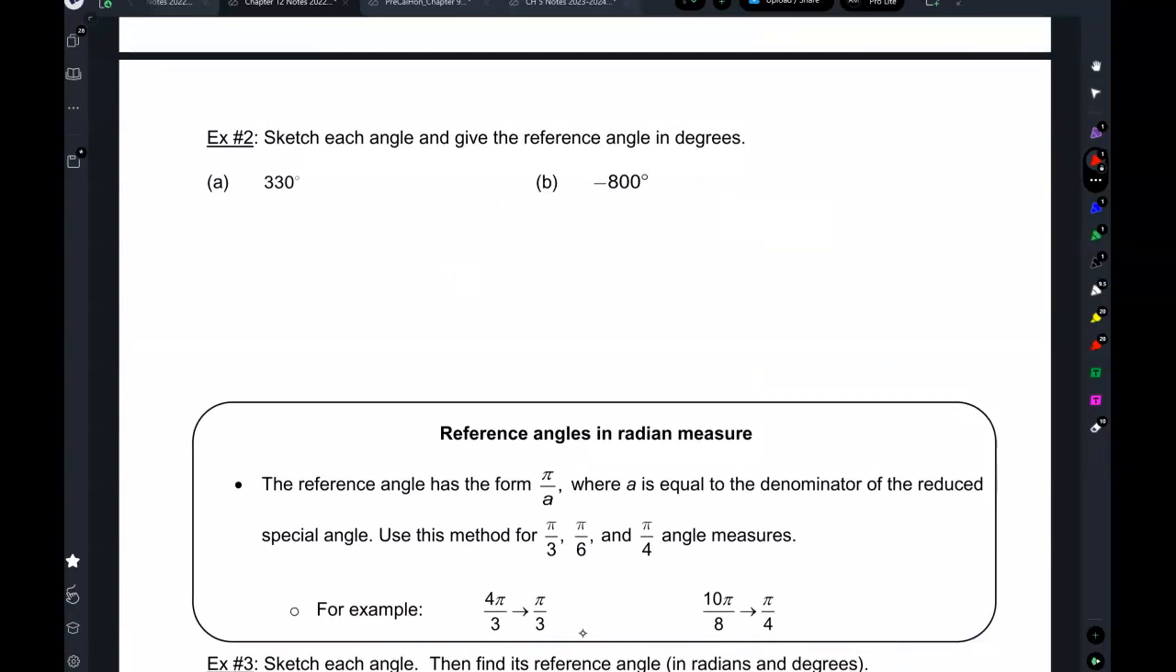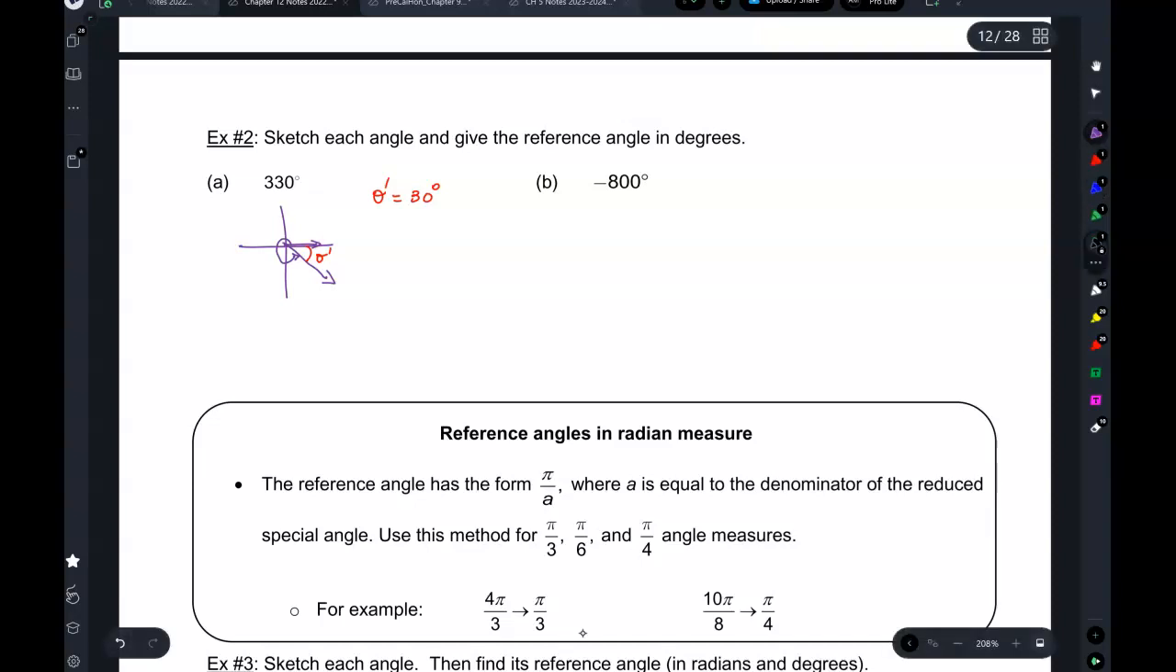Okay. So sketch each angle and give reference angles in degrees. So let's go ahead and do that. 300 degrees. Okay, initial side, 300, right there. This is theta prime. Theta prime is how many? 30 degrees, right? Because it's 330 and then just 30 more.